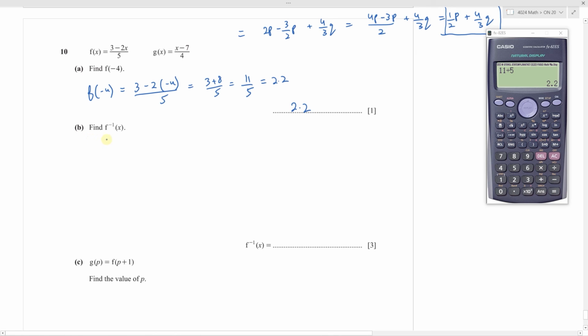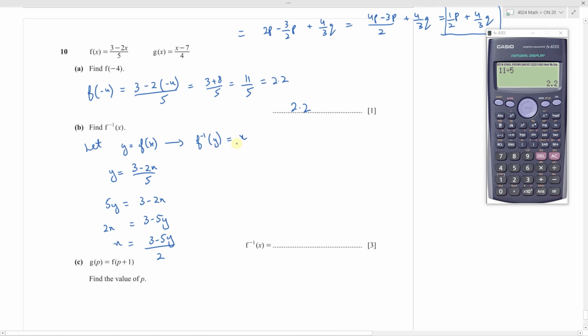Next part is find f inverse of x. So you let y equal f of x. This gives you, if you take f to the other side, f inverse of y equals x. So we'll use this later. So y equals f of x is 3 minus 2x over 5. Now we have to make x the subject of this equation. So I'll take 5 to the other side. 5y equals 3 minus 2x. I'll bring this 2x here. Take this 5y to the other side. 3 minus 5y. And x equals 3 minus 5y over 2.